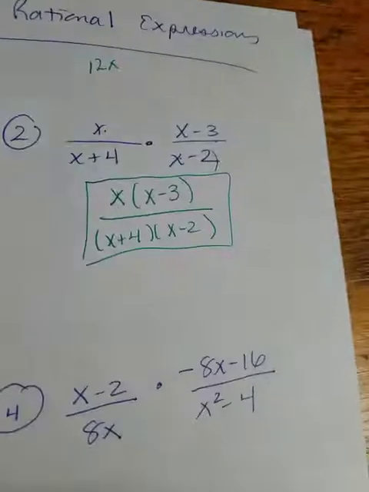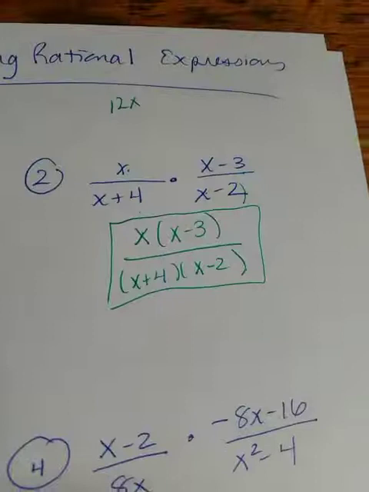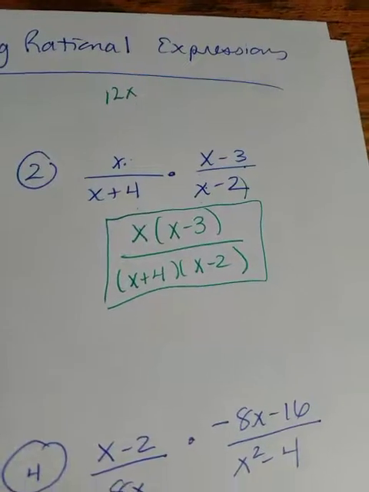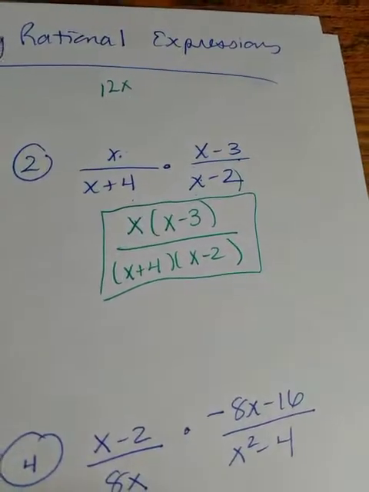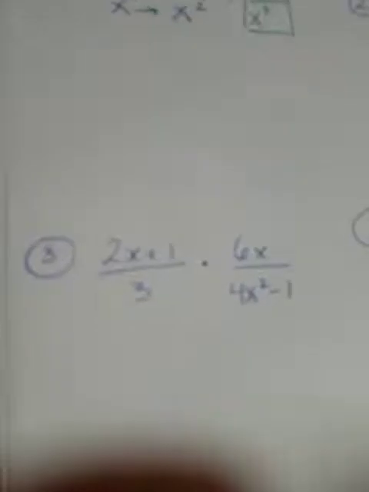I know that's strange. You're like, what was the point of that? It's just multiplying the two fractions together. If you wanted to distribute and then FOIL the denominator, that wouldn't be wrong. It's just extra work.